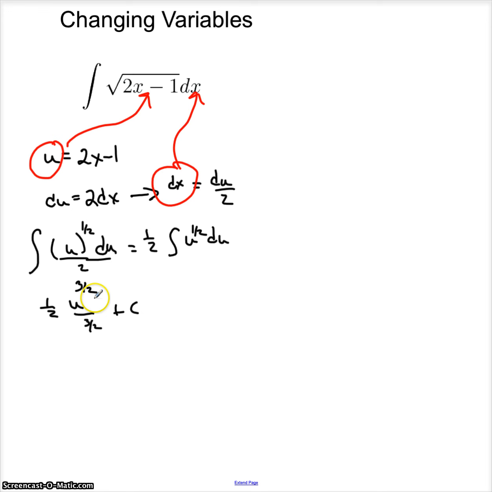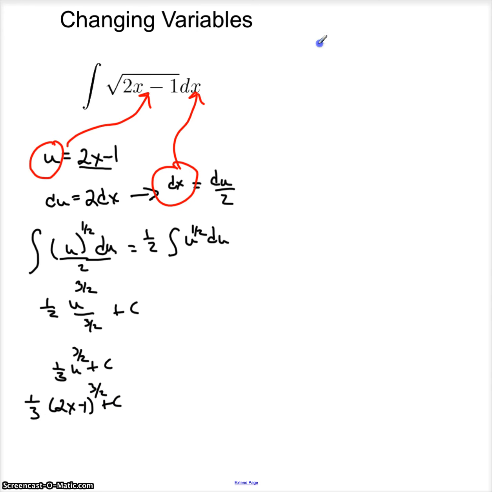Now, when you look at this, let me do some simplifying here. This becomes 1/3 u to the 3/2 plus c. Now, I've got to replace, everywhere I have a u, I've got to come back in and put 2x minus 1. So this is 1/3 times 2x minus 1 to the 3/2 plus c.